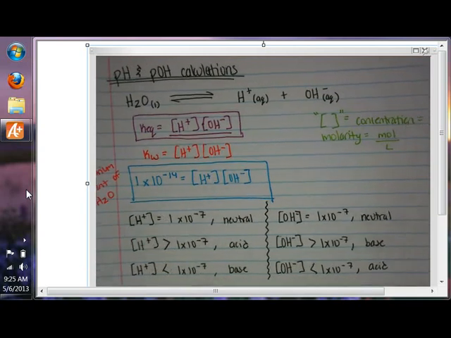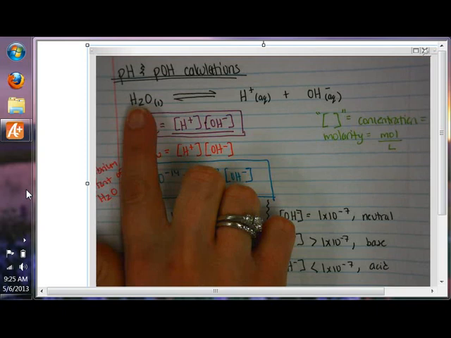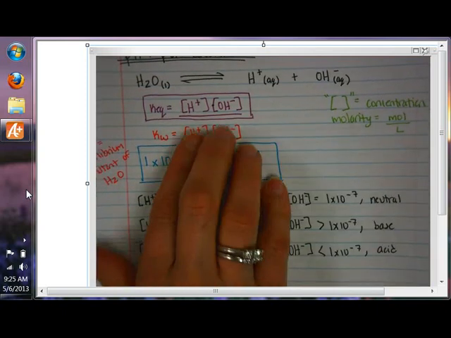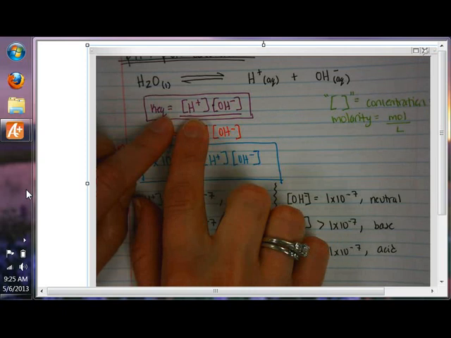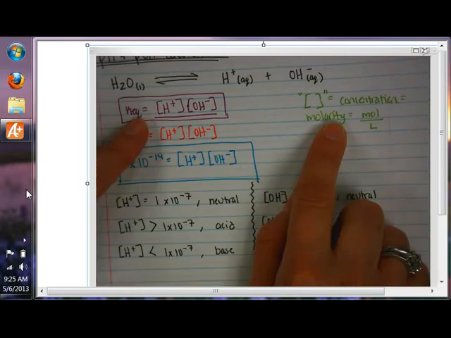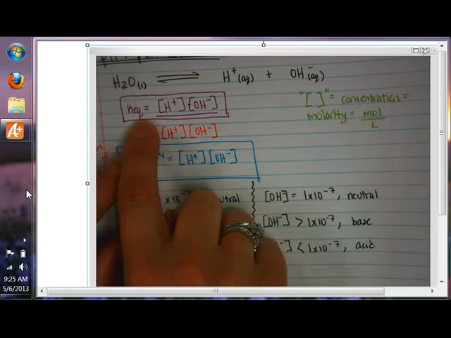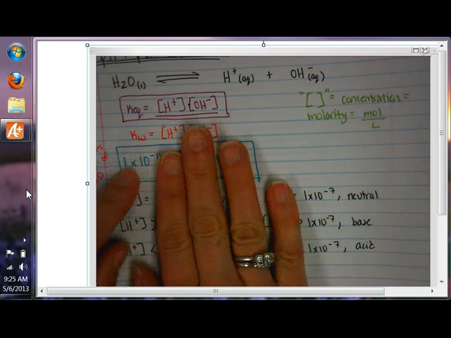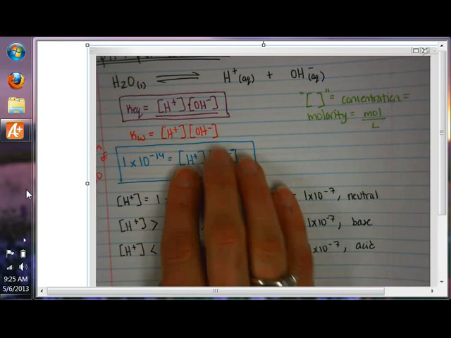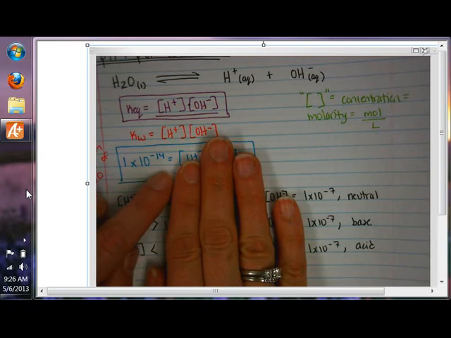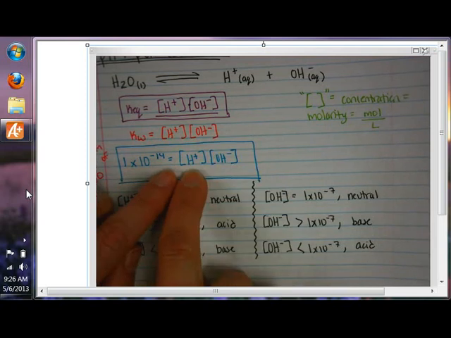So today in class we talked about this equilibrium of water, and water had this equilibrium constant, H plus and OH minus. Notice that these are the concentrations or the molarities. And I told you that this Keq, same thing as Kw, always equals a number. So now we have this equation: 1 times 10 to the negative 14th equals the concentration of hydrogen times the concentration of hydroxide.